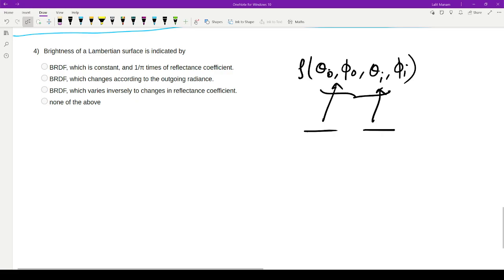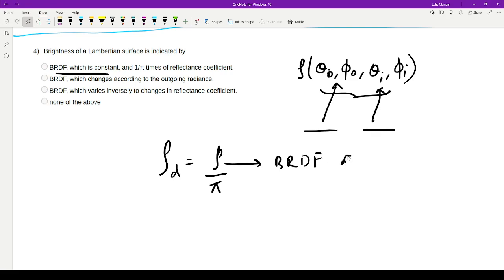So I think this is completely fine that the BRDF is constant for our case, and you remember the derivation that's done in the lecture, it turns out to be rho d, which is rho by pi, where this rho is the BRDF of the Lambertian surface.